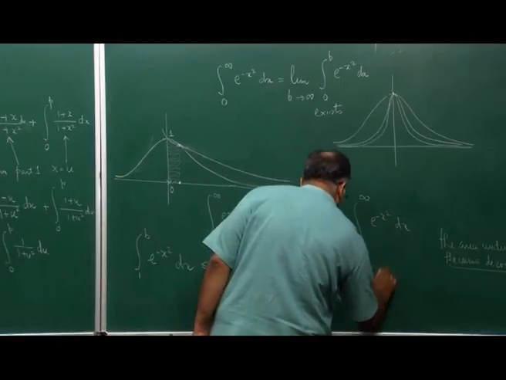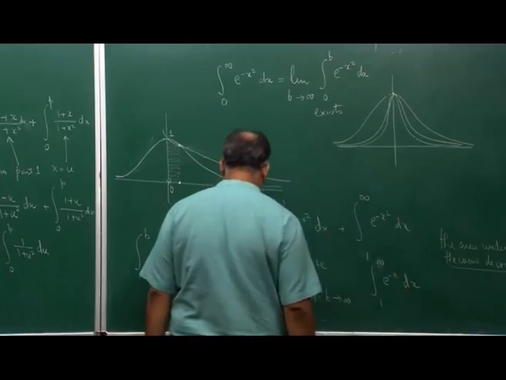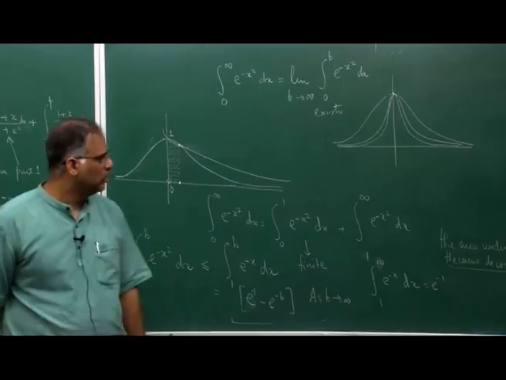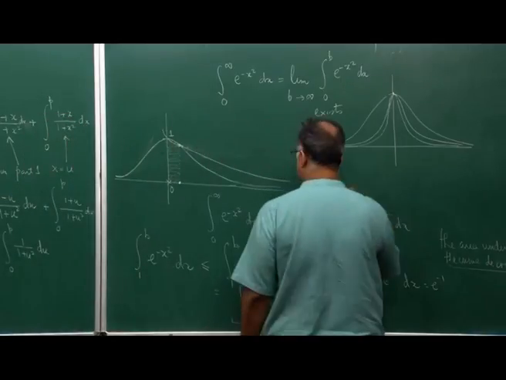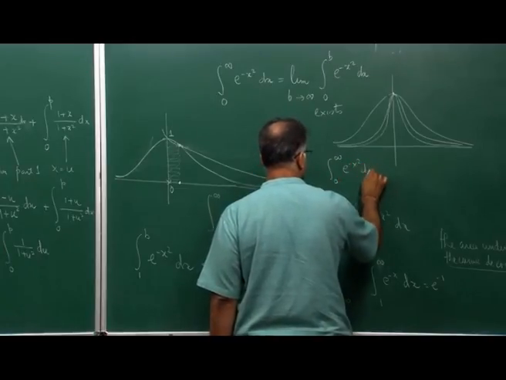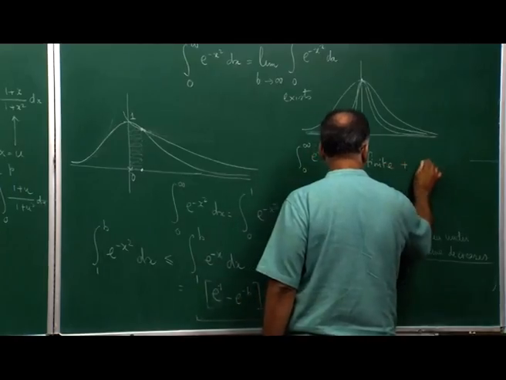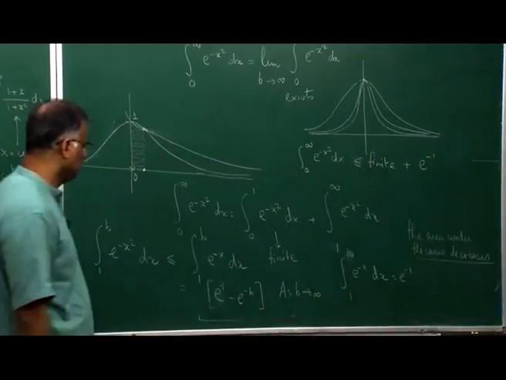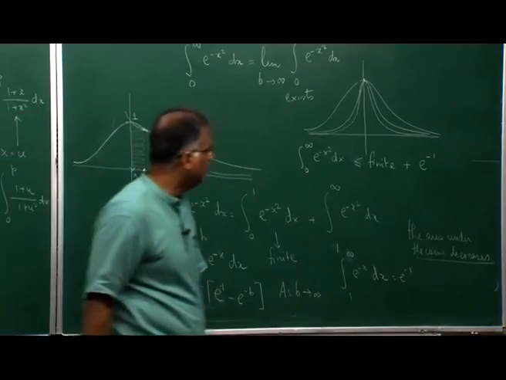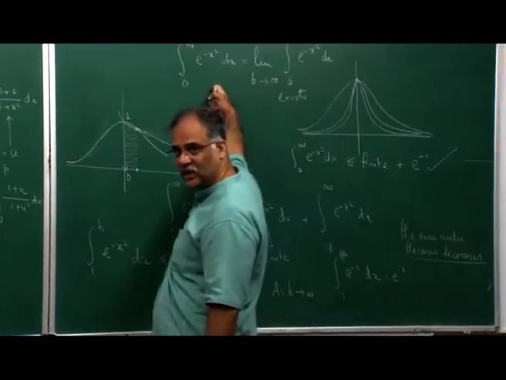Then the integral 1 to b of e to the power minus x, 1 to infinity e to the power minus x dx, is equal to e to the power minus 1. That is the answer. Which means that 0 to infinity e to the power minus x square dx is some finite quantity, and is actually less than some finite quantity plus e to the power minus 1, because the integral of e to the minus x square from 1 to b is less than or equal to this. So, when you write the limit, they will remain less than or equal to. So, hence this integral is actually convergent.